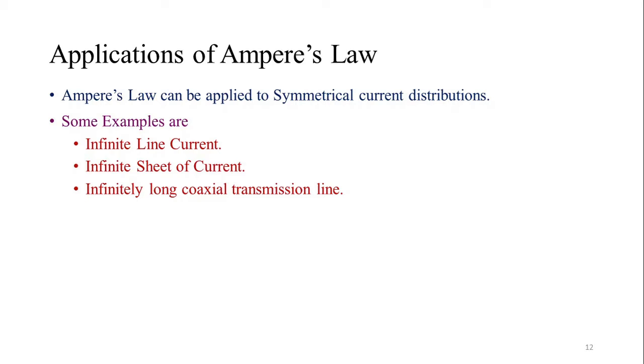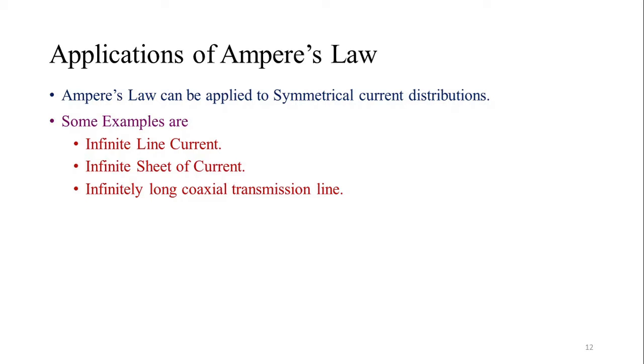But it requires more complex computations. If the current distribution is complex or it has more terms, then it is highly difficult to calculate the field from the Biot-Savart law. The complexity can be greatly reduced with the help of Ampere's circuital law.